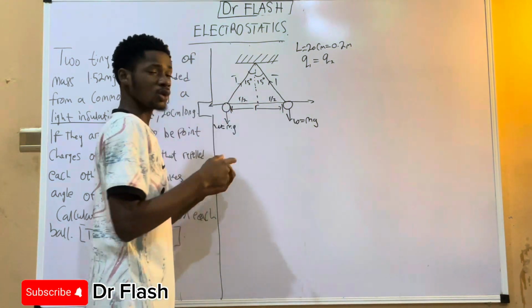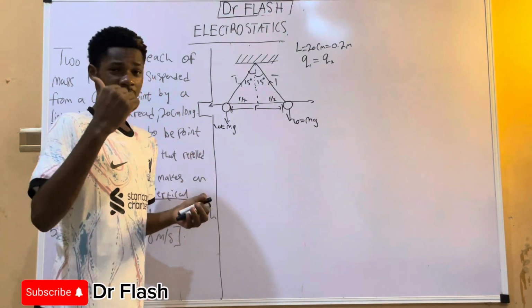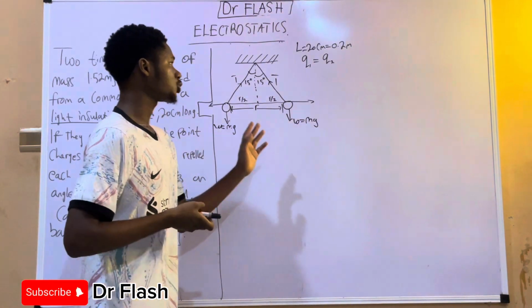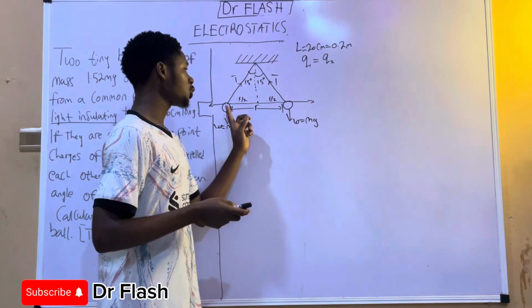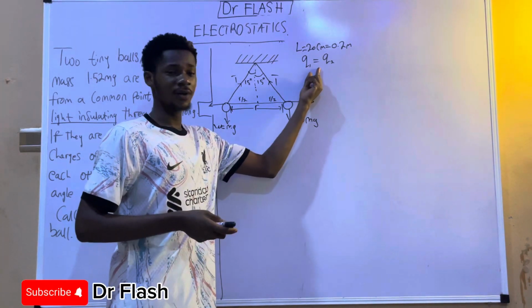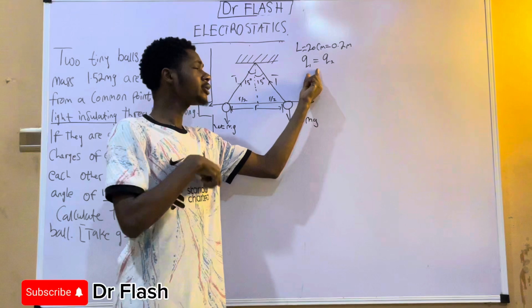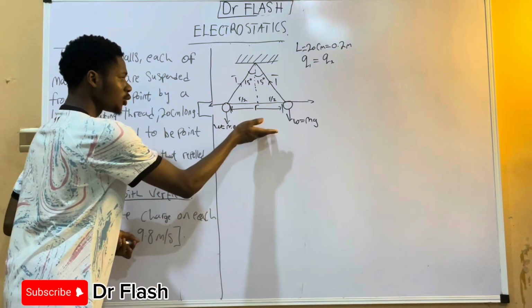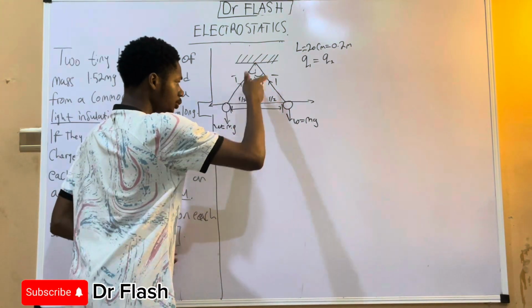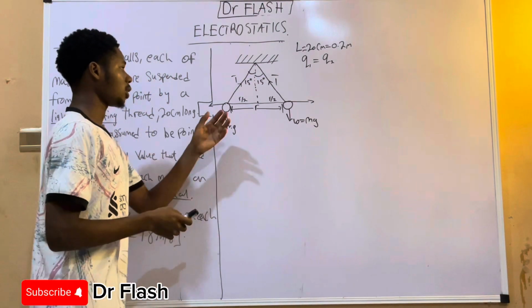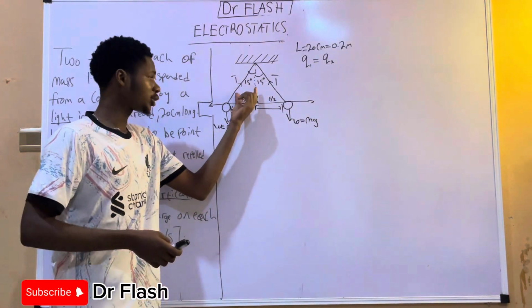Remember F is equal to KQ1Q2 divided by r squared, from our first video on Coulomb's law. We can use the force to find the value of what now? Q. But how then do we get the value of the force? To get the value of the force, we make use of some form of equilibrium equations and geometry.